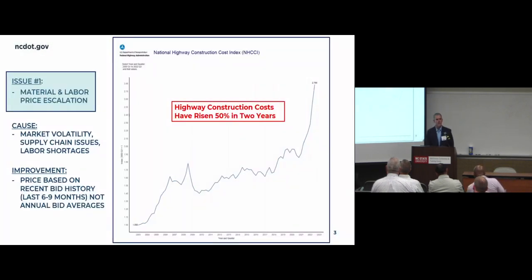So one of the biggest issues we faced over the last couple of years is significant increases in material and labor cost. This is a result of multiple economic factors, including near-record inflation. We've had supply chain issues that have affected material availability, and we've had labor shortages, which have driven up the cost of labor for our contractors.